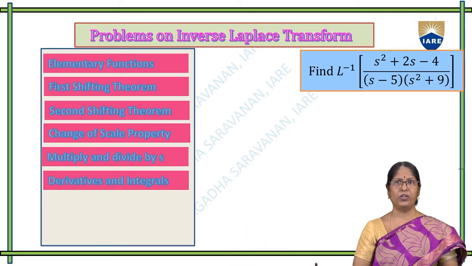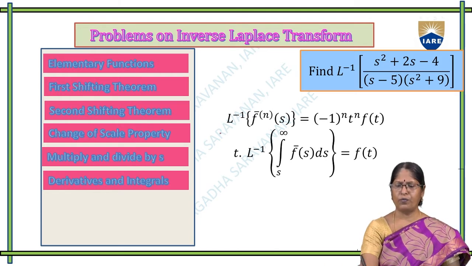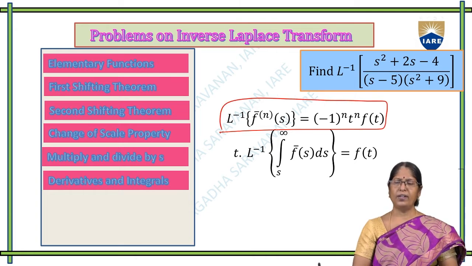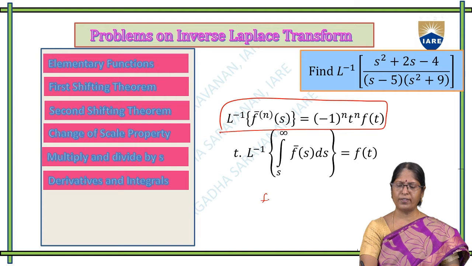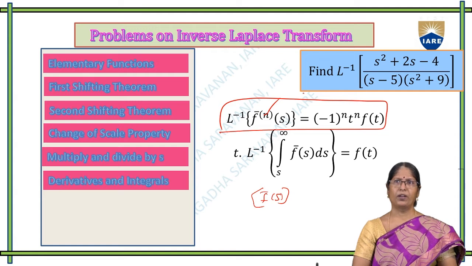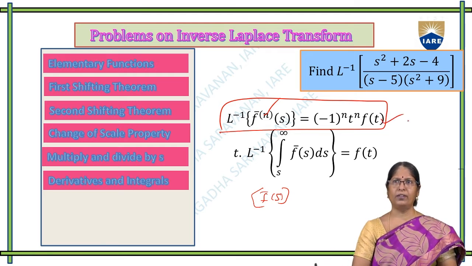Derivatives and integrals. Now the derivative. This is the formula which is given for derivative. That is, the f bar of s is there. We are doing the derivative n times. The result is minus 1 power n, t power n, f of t.